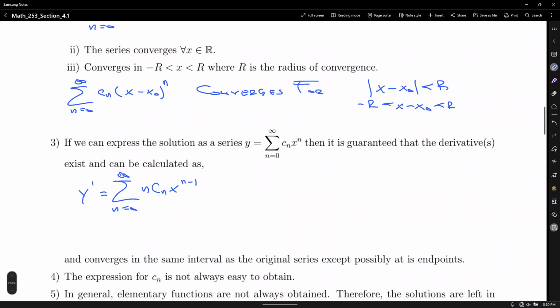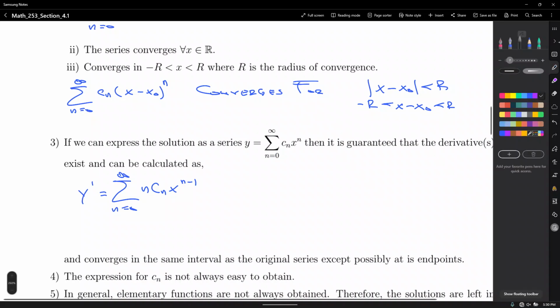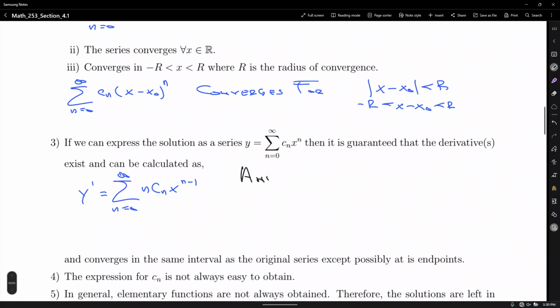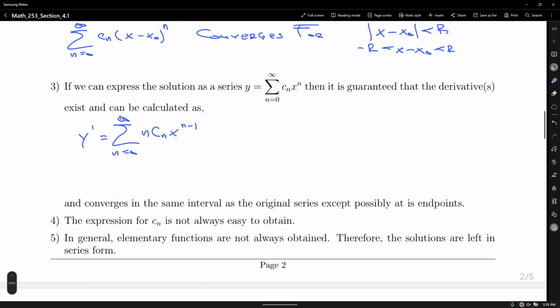All right, so as a note, it converges in the same interval as the original series, except possibly at its endpoints. That's where we may have some changes. I'll show you.